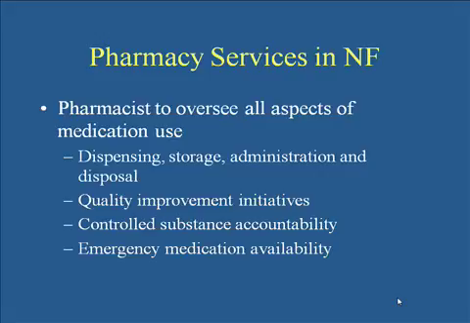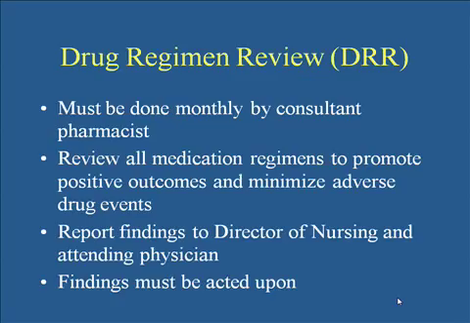The Pharmacy Services Reg basically talks about the role of the pharmacist overseeing all aspects of medication use. We're not going to talk about all aspects today. We're going to mainly talk about another regulation, which is the Drug Regimen Review Regulation.